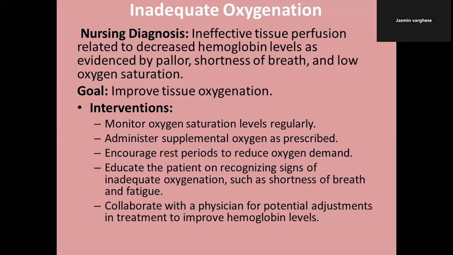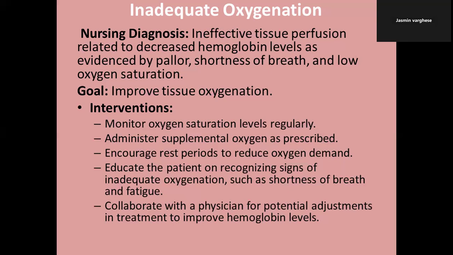Now we will see the nursing diagnosis. The first nursing diagnosis based on priority is inadequate oxygenation, because there is less hemoglobin production and less RBC. So the nursing diagnosis you can write like this: ineffective tissue perfusion related to decreased hemoglobin level as evidenced by pallor, shortness of breath, and low oxygen saturation. And what is our goal? The patient will improve tissue oxygenation.